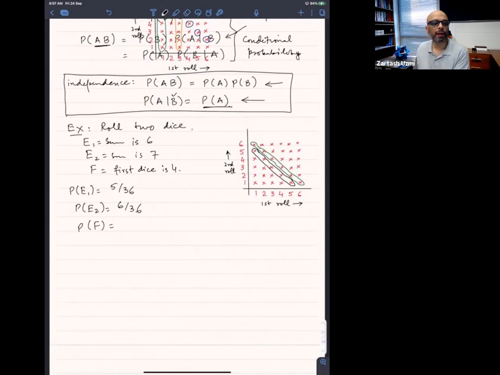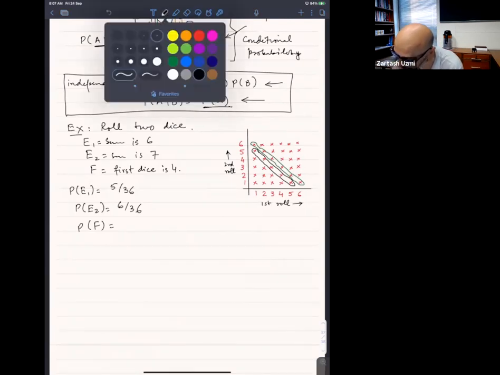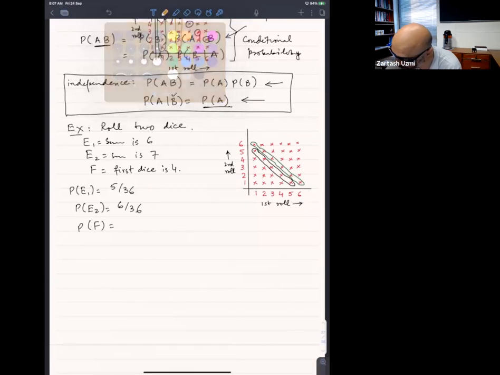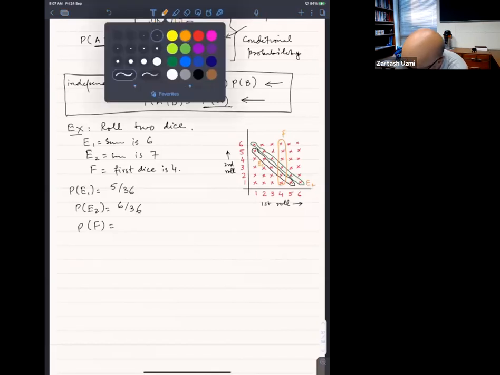Probability of F. The first die is a 4. It's this event here. So this is F, this is E2, and this one here is E1. So the probability of F is 6/36, which is 1/6.